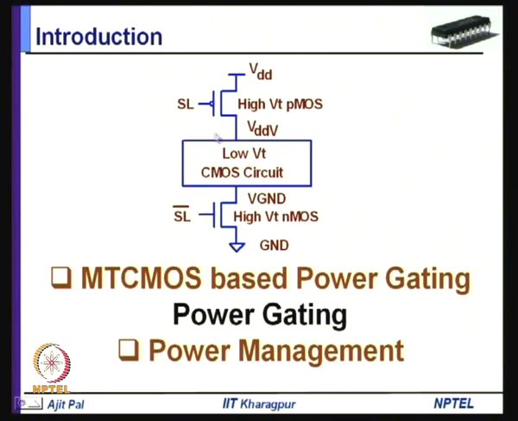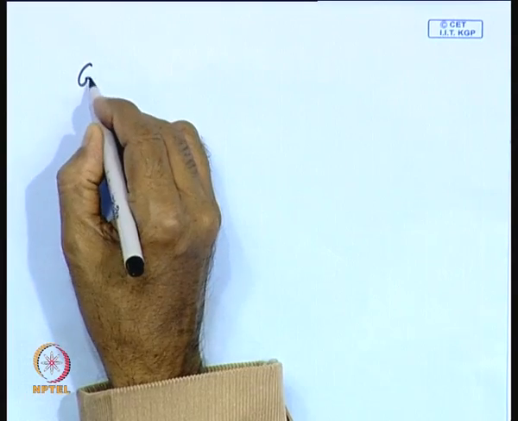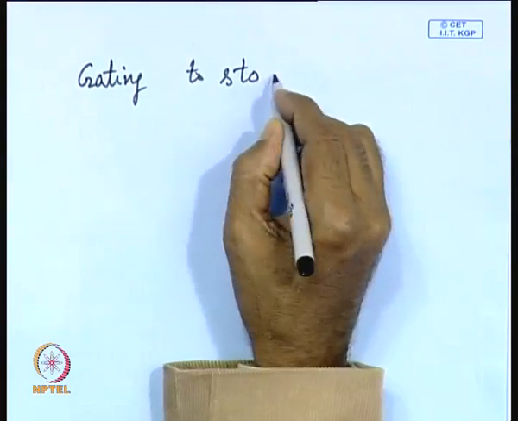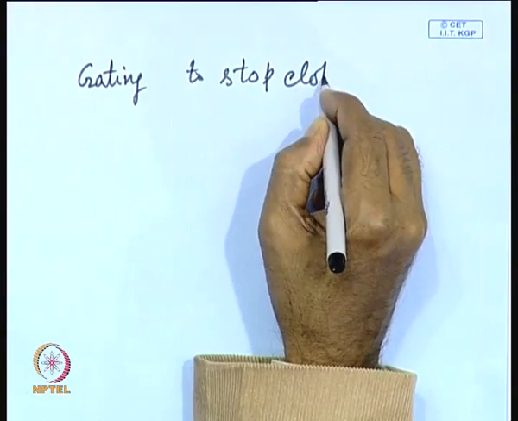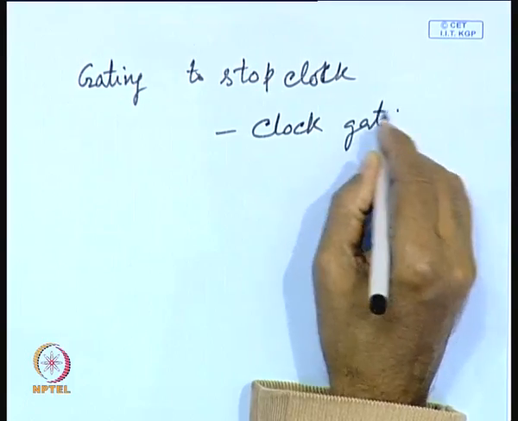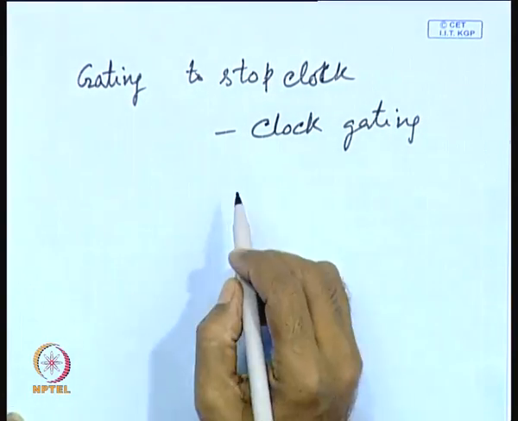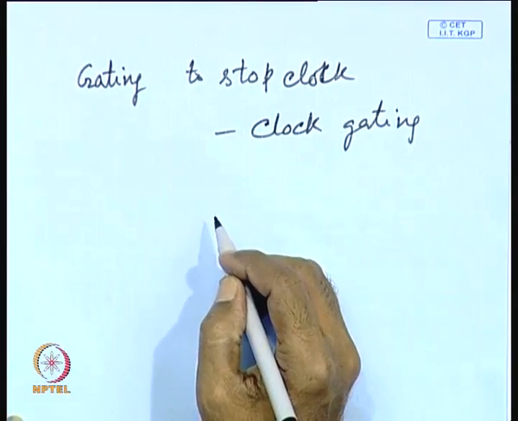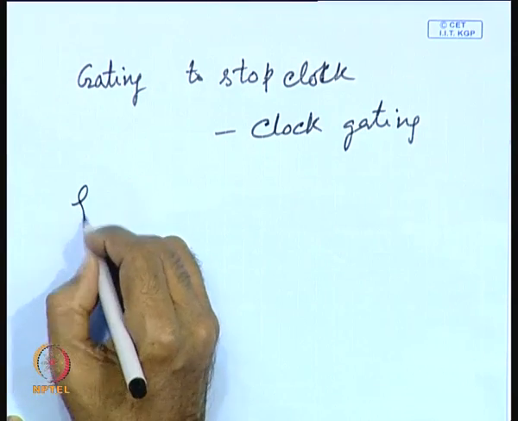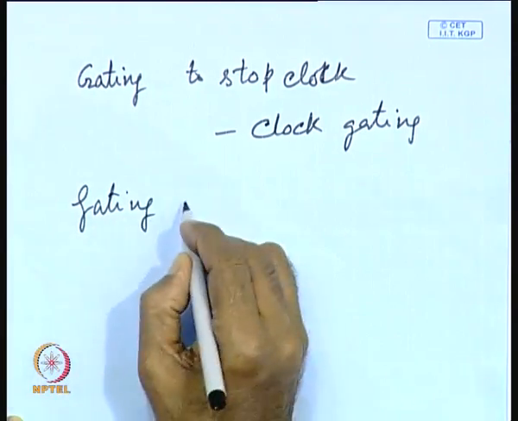As you can see, essentially what we are doing is gating the supply voltage with the help of these high threshold voltage transistors. Normally, we do gating to stop the clock, known as clock gating, and there we have seen the clock is not allowed to reach the circuit, either registers or combinational circuit, so that the switching activity is reduced. But in this case, what we are doing is gating the power supply.